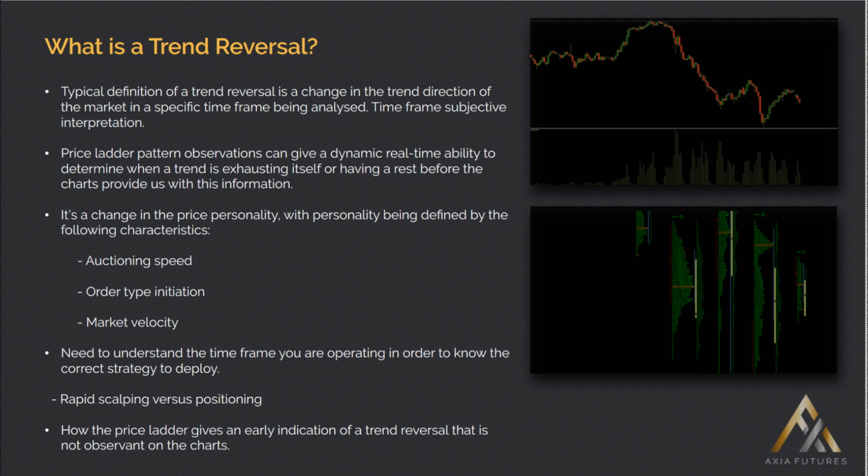Next, as we've mentioned, it's a change in the price personality, with personality being defined by the following characteristics. The auctioning speed. What is the auctioning speed? Has that changed as the market has moved to that territory? What is the order type initiation? Is it large orders or just very passive orders going through the market, really slow orders relative to how the market shifted in that direction? So really important considerations.